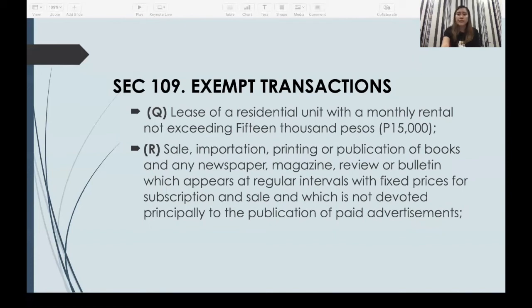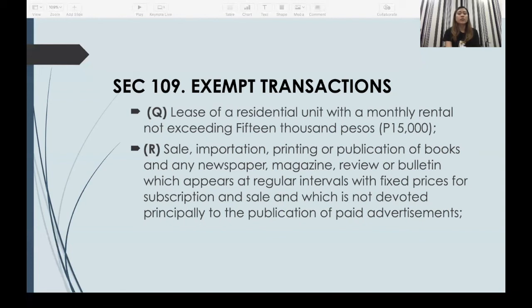less than 15,000, VAT exempt na. Next is sale, importation, printing, or publication of books and any newspaper, magazine, review, or bulletin which appears at regular intervals with fixed prices for subscription and sale and which is not devoted principally to the publication of paid advertisements. Dito, books is VAT exempt agad. But newspapers, magazines, and bulletins are VAT exempt provided they appear at regular intervals and are not devoted to paid advertisements. Nakastate ito sa Section 109R.